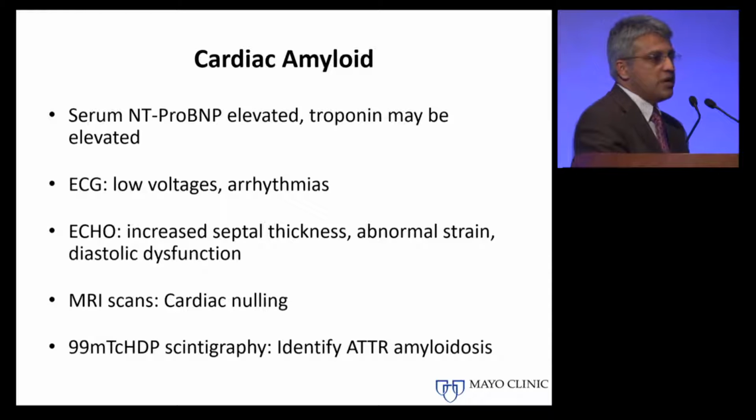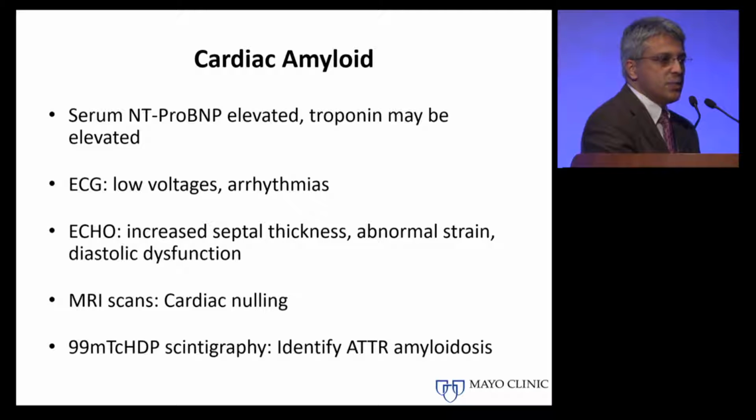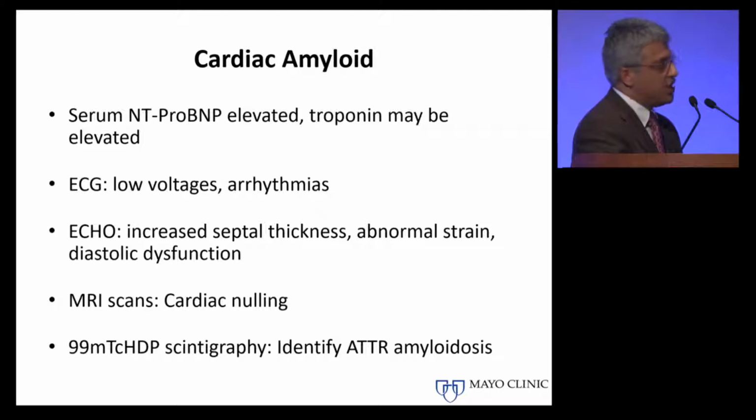Now, as I said, the most common organ to be involved is the heart, and the way we can diagnose cardiac involvement, again, is through multiple approaches. One of the most sensitive ways to look at it is an NT-proBNP in the serum. It's a very simple test. If you do an NT-proBNP and that is normal, it's almost impossible that this patient has cardiac involvement, or clinically relevant cardiac involvement, with light chain amyloid.